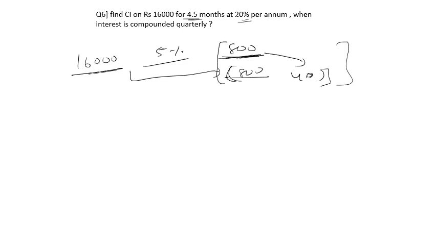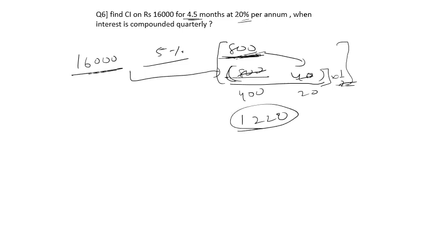But I don't need it for 6 months, I need it for 4.5 months. Means the first interest as such for 3 months will remain, but for the next 3 months I'll simply multiply with half, because I need only 1.5 months. 3 months plus 1.5 months is giving me 4.5 months. So this is coming out to be 400 and this is 20. So this is basically 1220. This is my answer, guys. Okay, let's move to the next question.